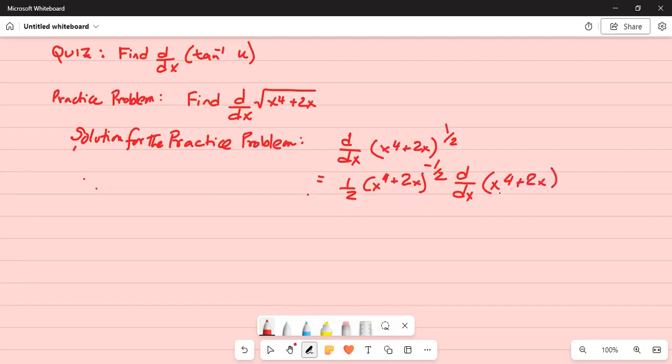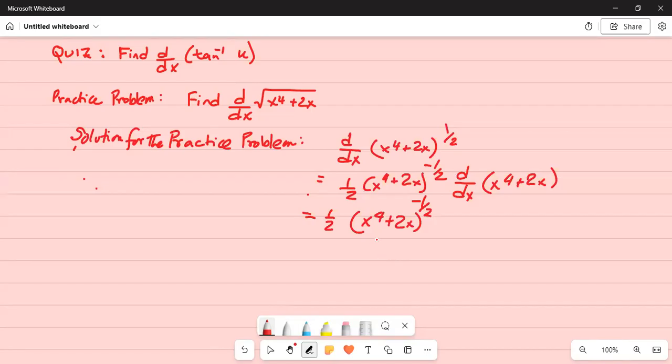So this will become equal to half (x^4 plus 2x) to the power of minus half. Again, minus half is because half minus 1. Since 1 is greater than half, we subtract half from 1, which is half. And then since the 1 carries a negative sign, we put the negative sign in front of half.